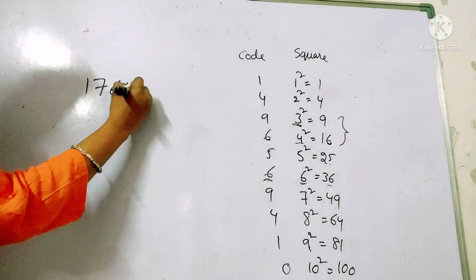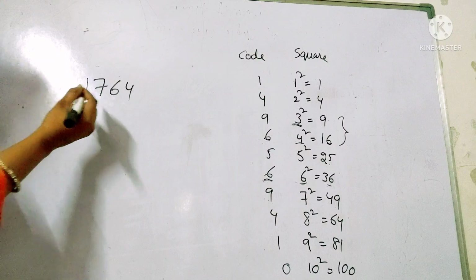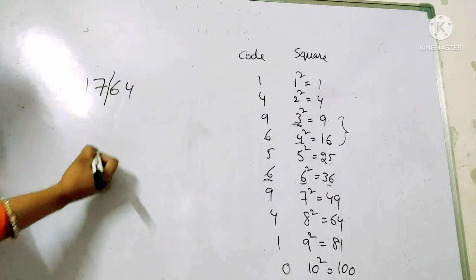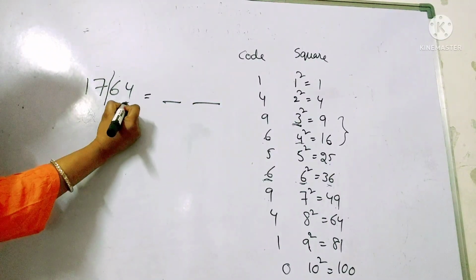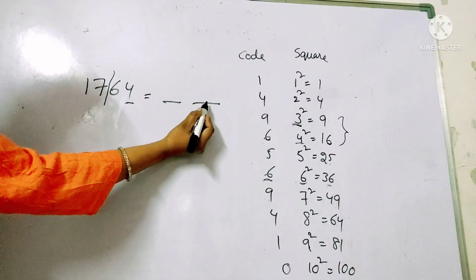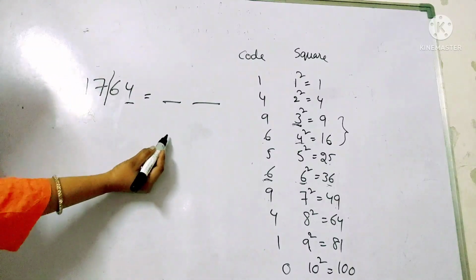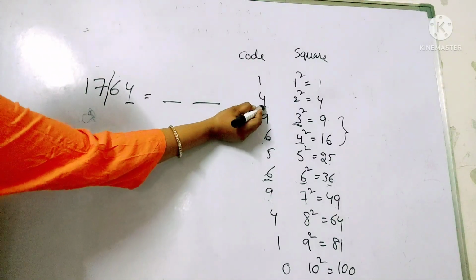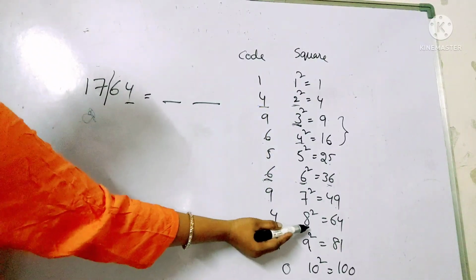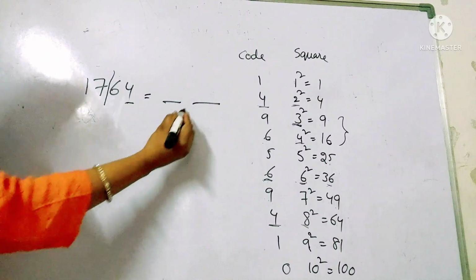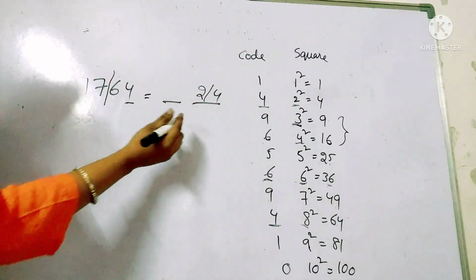Now any number, I have taken 1764. Now let's divide this number into two parts. Okay, now see this 4. To get 4 as the last digit, we have how many chances where we are getting this 4 here and here. So we have the chances at 2 and 8. Okay, so we have the chances 2 and 8.